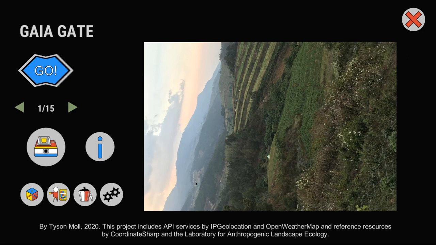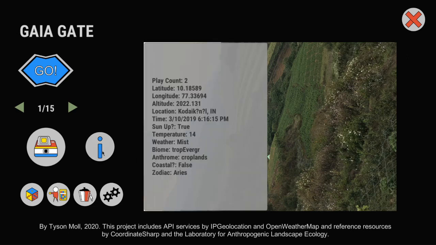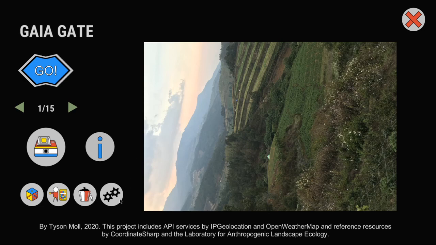So we are here at the main menu. As you can see, we have a little photograph that represents a game level. We have an information panel here that tells you a little bit about the level itself, including play count, latitude, longitude, altitude, location in the world, and a few other elements such as weather, biome, and anthrome. We have the settings icon, we can delete levels, we can access an equipment menu, and we can randomize the level generation if we want to play something completely unexpected. So let's check out the camera first.